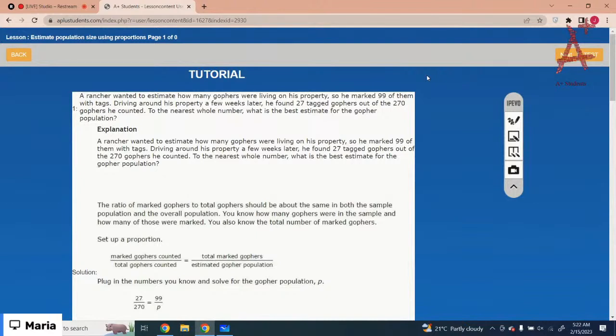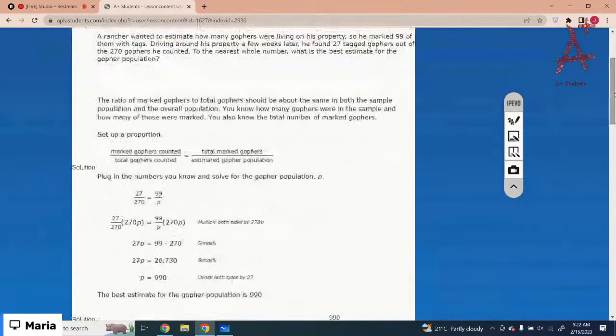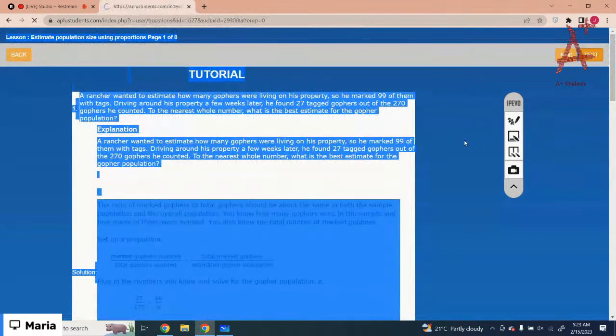Okay, so the ratio of the marked gophers to the total, you have to form the proportions, correct? So first of all, you have to form the proportion for the ones that are marked. So the marked gophers to total: the marked gophers are 27 and the total is 270. Now the total marked gophers are 99 and the estimated gophers is 99 over p, got it? So you just have to calculate the value for p. Let's just start with the practice questions so that I can do them on the board, got it?